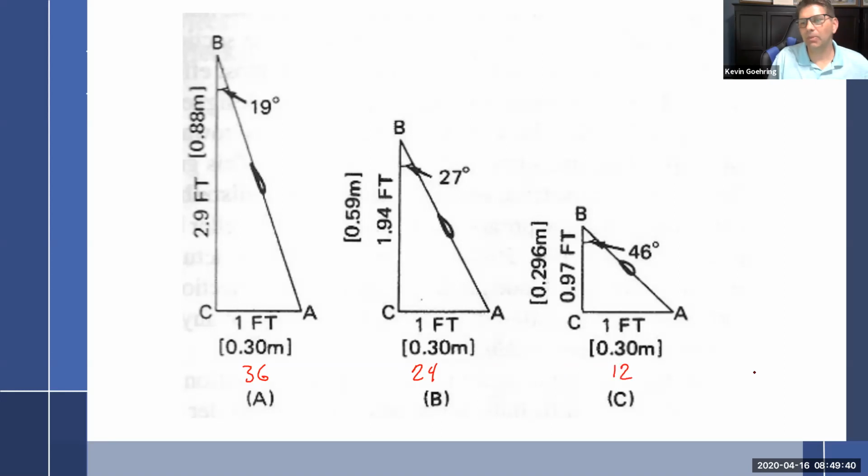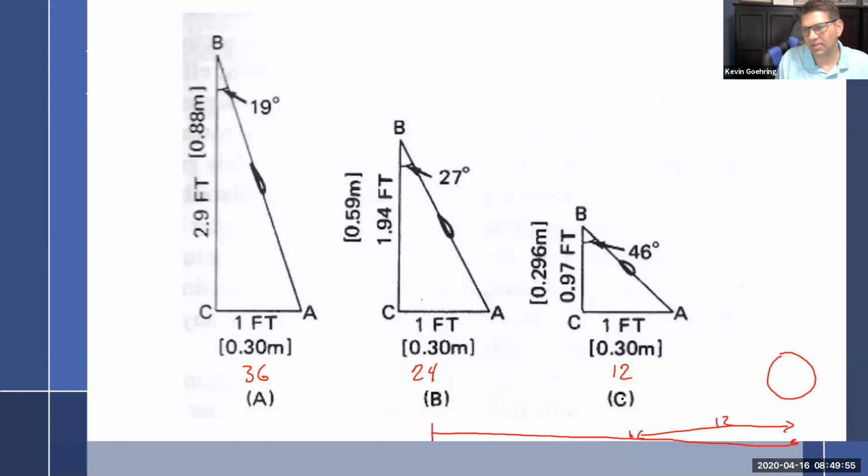All right. So remember, if we're going to think about it, the hub would be over here, right? And so this is 12 inches from here. That's 12 inches. And this is 24 inches to there. That's 24 inches. And this one is 36 inches. So, all right, same blade.